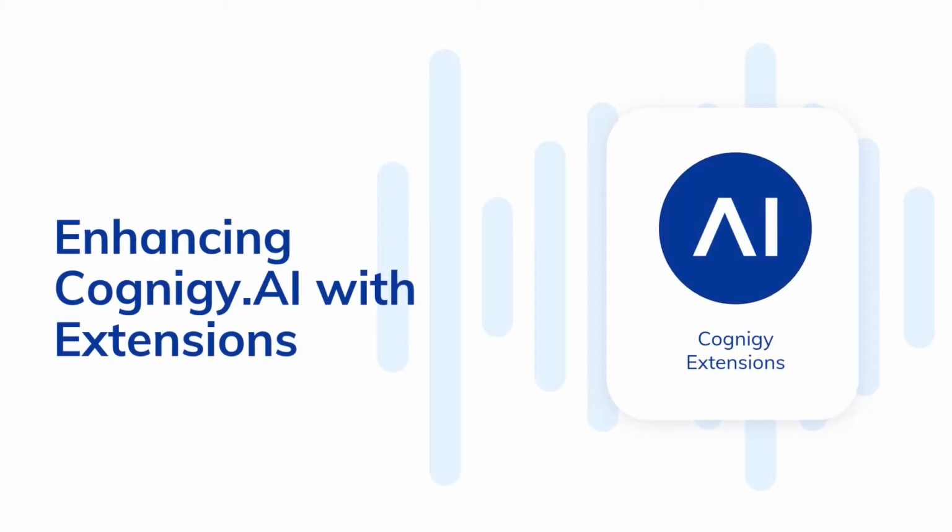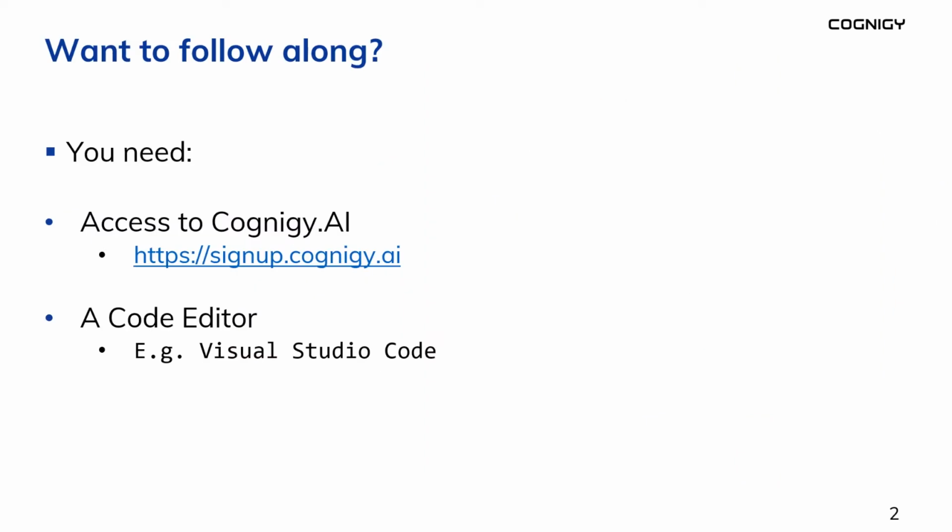Hi everyone, my name is Phil, and today we're going to look at enhancing Cognigy AI with extensions. As always, if you want to follow along, what you need is access to Cognigy AI, which you can get at signup.cognigy.ai if you want to register for a trial. And for this session, you will need a code editor. So for example, Visual Studio Code, or of course you can use any other code editor that you like as well.